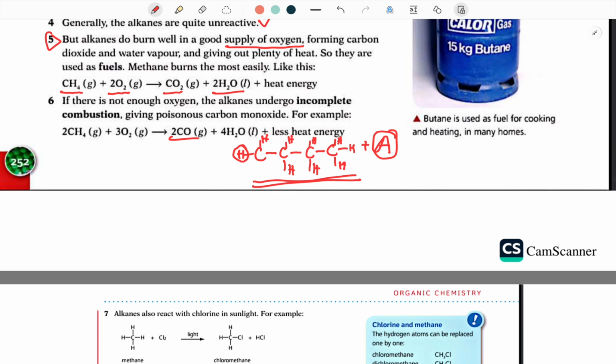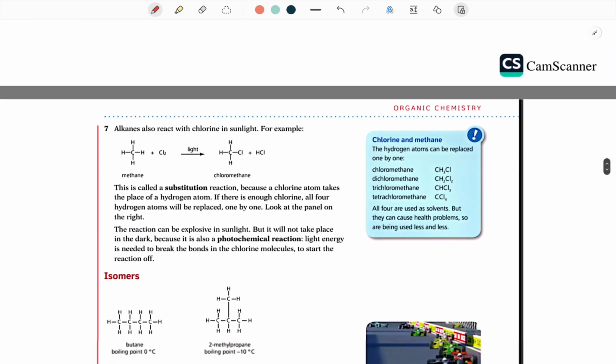They will say, write the two equations illustrating how the given alkane reacts with oxygen in full supply, or how it reacts with oxygen in low supply. They want you to illustrate the equation. So these are the two equations you need to illustrate. In a high amount of oxygen, you write that one. In a lesser amount of oxygen, you write that one. Very important. Okay? Those are very important equations that you are supposed to know.